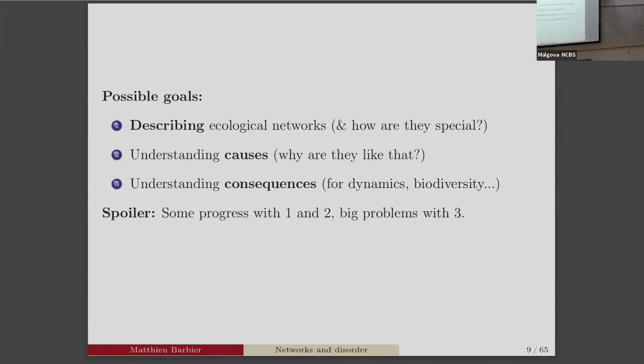As a spoiler, I have some things to say about 1 and 2, and it's very hard to say something about 3, which is very frustrating, because if you care about ecological networks, usually you would want to know what the structure implies for biodiversity, for coexistence, for dynamics, and that's exactly where we have the fewest results. So I'm going to go quickly through 1 and 2, or at least 1, and there will not be very much to say about 3.